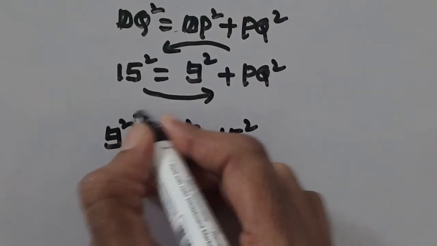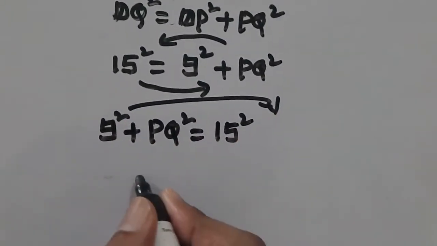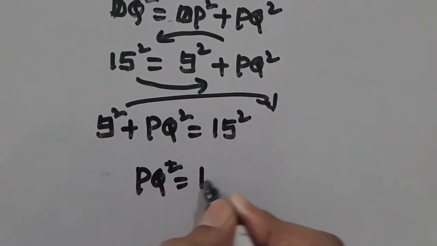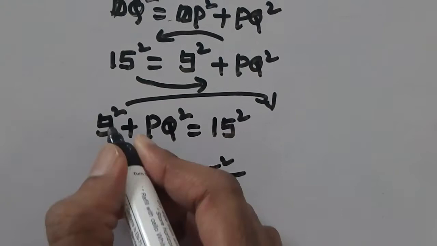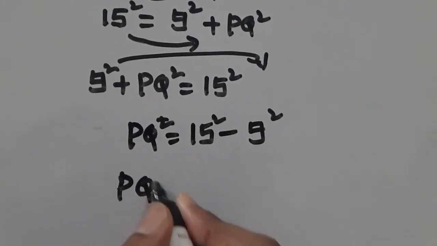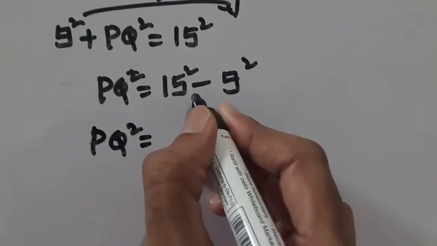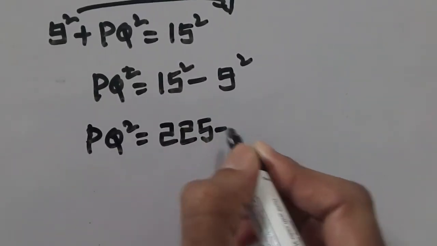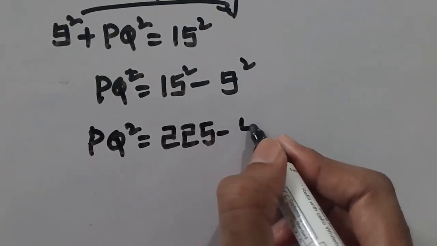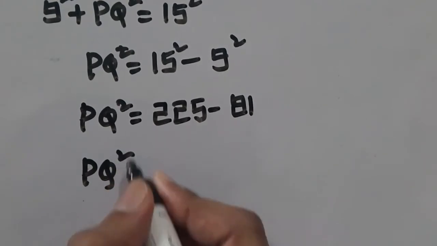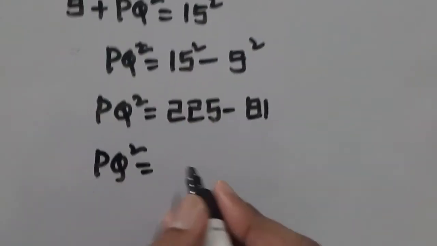Now this 9 square also will transpose to the RHS side; plus quantity becomes minus quantity. PQ square is equal to 15 square minus 9 square. 15 square is 225, 9 square is 81. Therefore PQ square is equal to 225 minus 81.